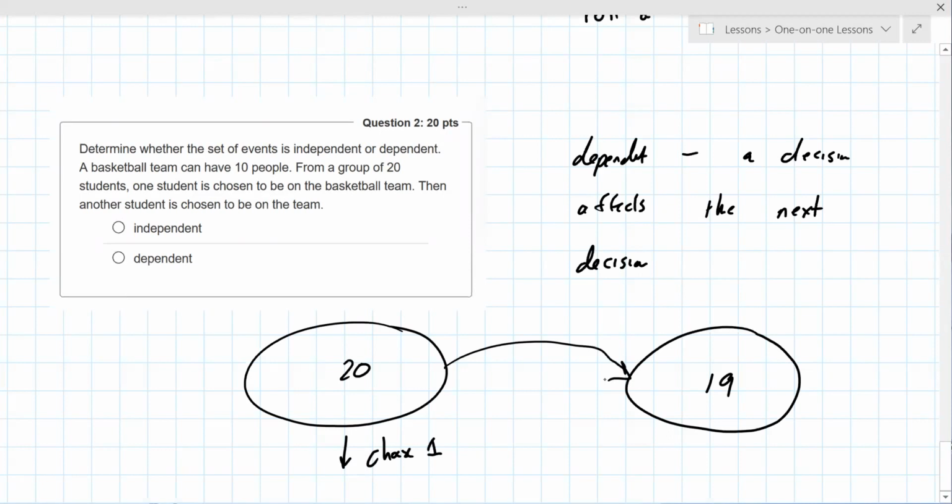Okay. So does the decision when you choose from 19 depend on how many you chose from 20? Yes. So these are dependent because there's fewer people to choose from.